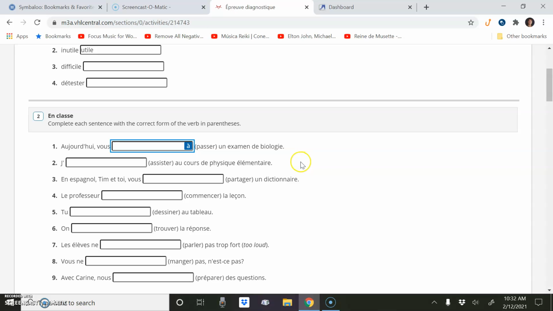So with je, we have E. With tu, we have ES. With il, elle, and on, we have E. Nous, we have ONS. Vous, we have EZ. Ils and elles plural, we have ENT. So again, really important to have a notebook that you keep the whole year so you can write down the little verb charts, because they come up again and again in each chapter.